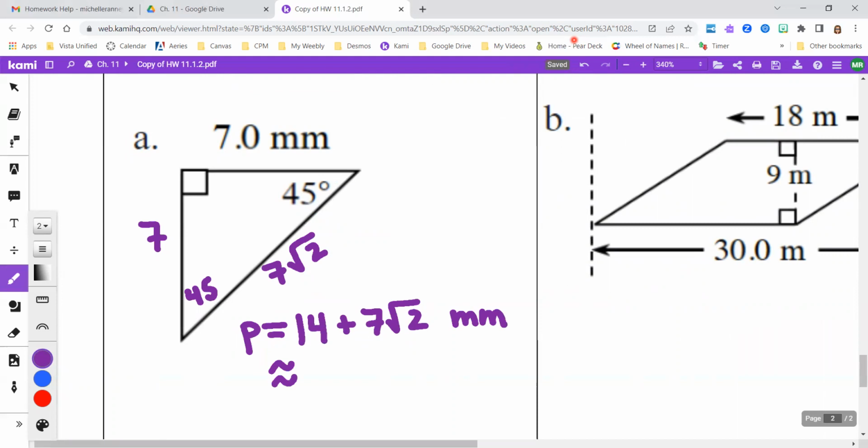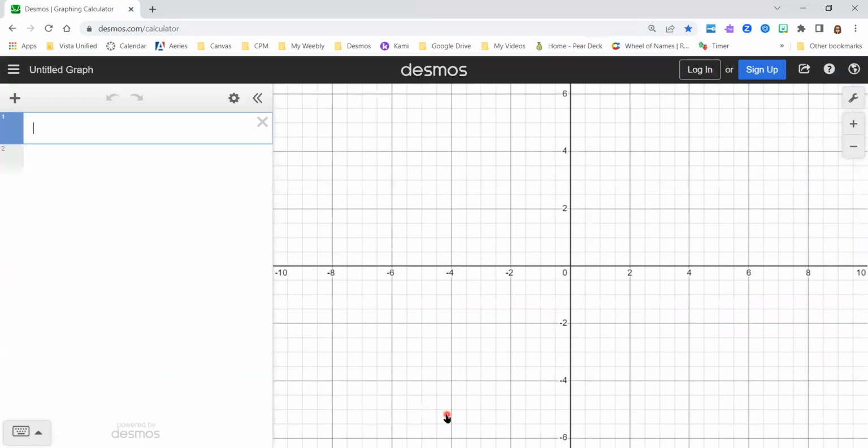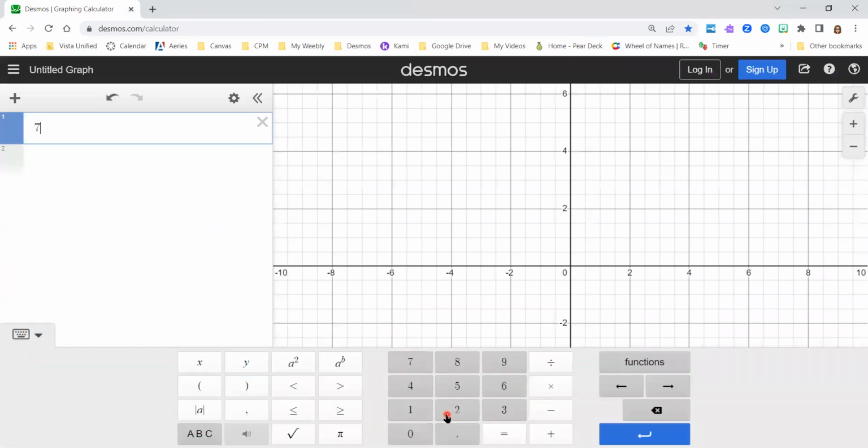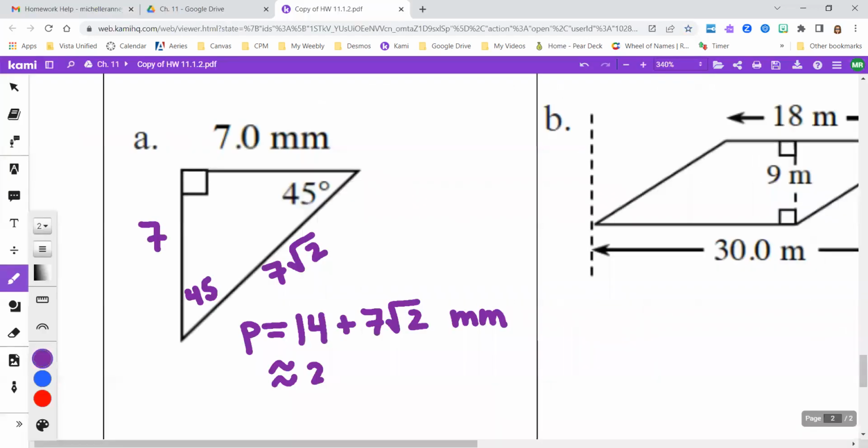If you want to put it into a calculator, I am going to put in 7 times √2, and we're going to be adding this with 14, and we get 23.89, so let's say 23.90 millimeters.